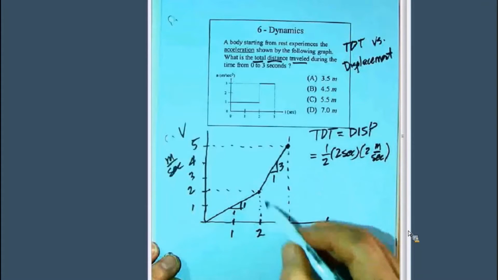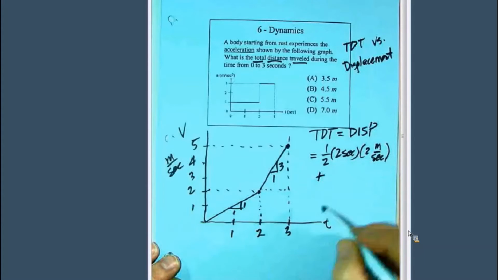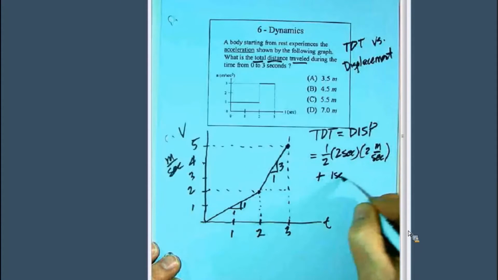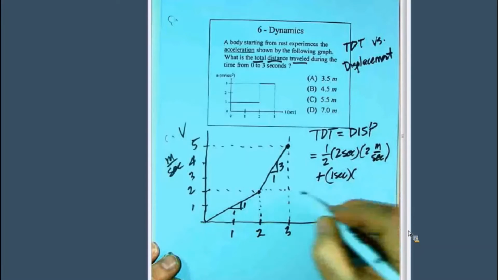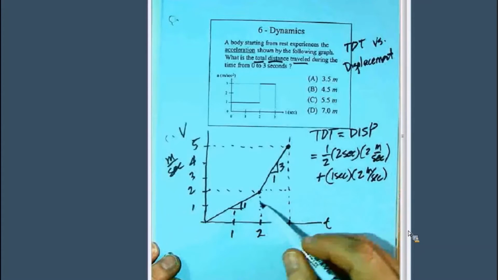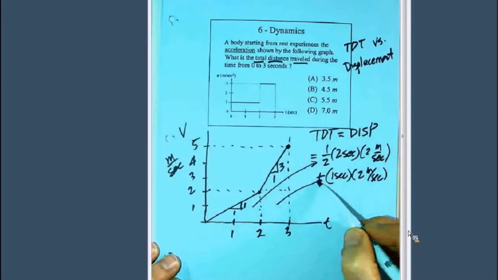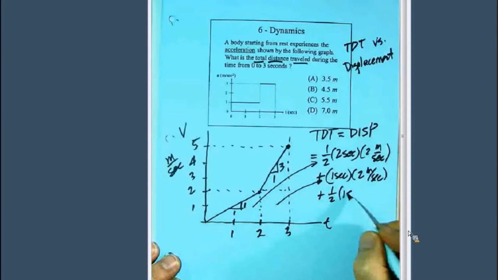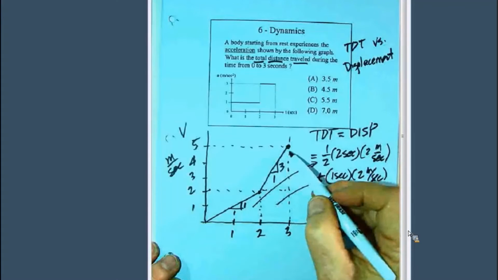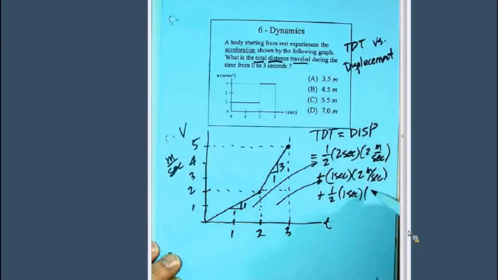And then this area here is a triangle and a rectangle. So plus 1 second times 2 meters per second. That's this one, so this goes up to there. And then our last one, plus 1/2 the 1 second times the height, which is 3. This height here is 5 minus 2, which is 3 meters per second as its velocity.